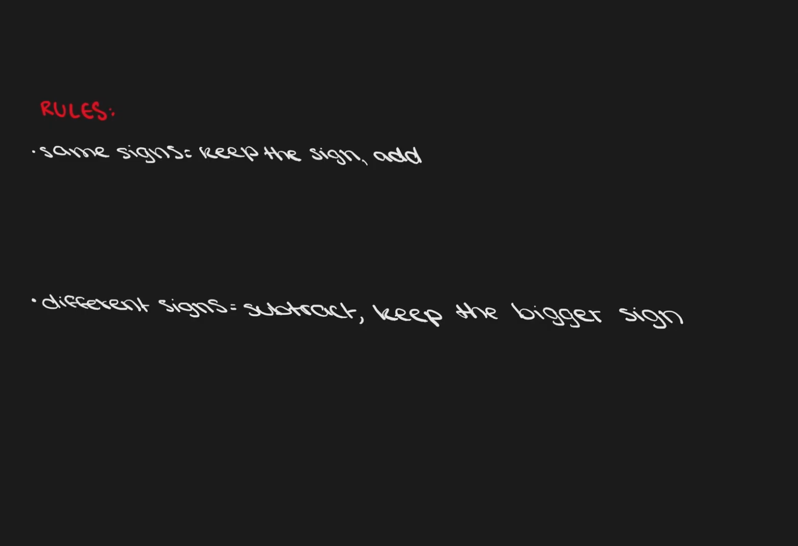Even though you now know how to add and subtract integers on a number line, here are some rules to make this process even more simple. When you see an equation that has two numbers that have the same signs, you're going to keep the sign and you're going to add the two numbers together. For example, if we have 7 plus 20, both of these numbers are positive, which means they have the same sign. You're going to keep this positive sign and add the two numbers together. So 7 plus 20 is 27.